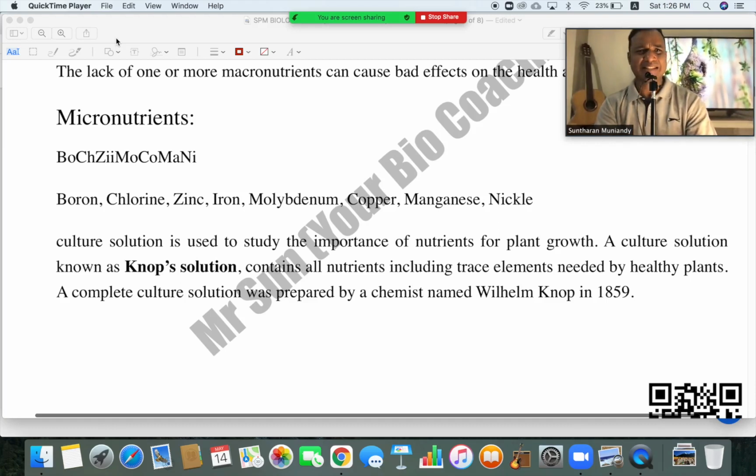Remember Z, zinc, iron, that means ZII. So you got boximocomani. Remember that boximocomani. Usually what they will ask you is to identify which of these is a macronutrient and which is a micronutrient. But they won't ask you to remember all the different types of micronutrient, and for each one to know the function and the deficiency.